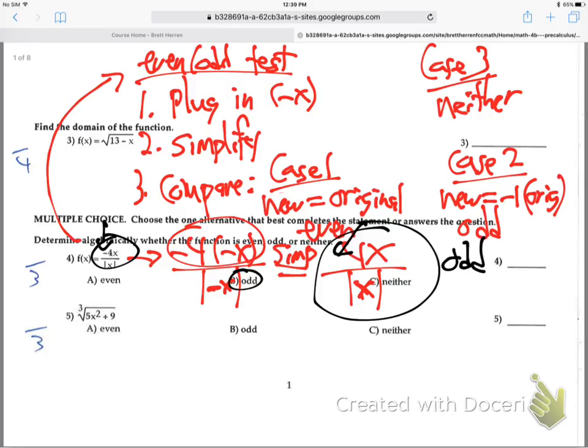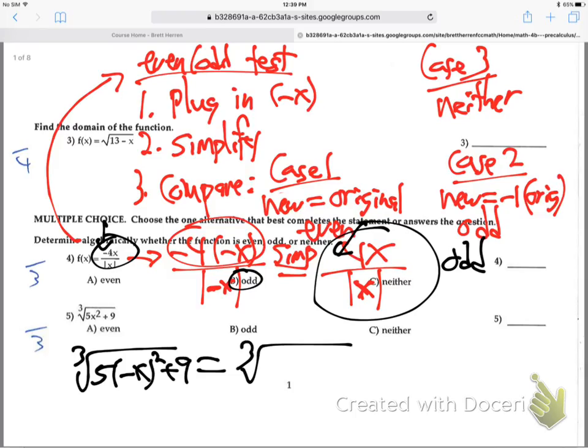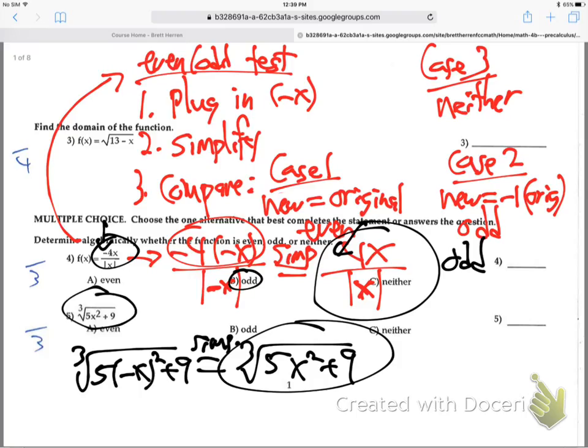Does that make sense? And the second one, number 5, cube root of, stick in a negative x for x. Get the cube root of, simplify. That negative x squared is just going to vanish because negative squared. So how does this compare to the original? It's the same. So it's even. Does that make sense?